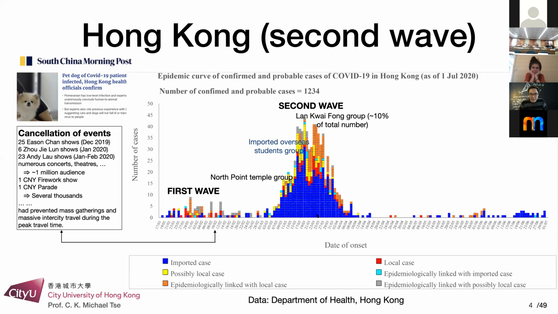But then the second wave, you see starting around early March, there are quite a lot of overseas students coming back from the UK and the United States. And that actually triggered quite a bit of community spreading from early March all the way to April. Lan Kwai Fong is one of the biggest groups, which accounted for something like 10% of the total number of infected individuals. And Lan Kwai Fong is actually a restaurant, pub and bar area in Hong Kong.